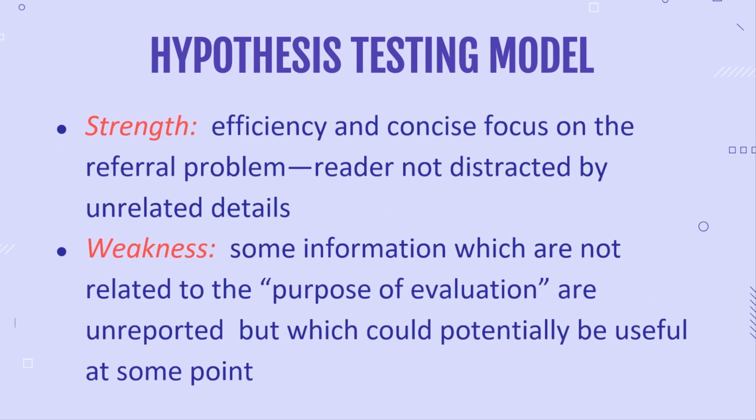Okay, so the strengths: efficient and concise, focused on the referral problem, so the reader may not be distracted by unrelated details. It's very concise and very short compared to a domain-oriented model. Usually in a hypothesis testing model, the psych report is 3 to 5 pages long. But for a domain-oriented model, it's usually 5 to 10 pages or even more, depending on how many tests you have given to the client and what domains you are going to discuss.